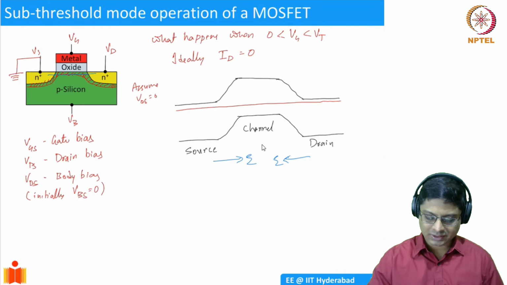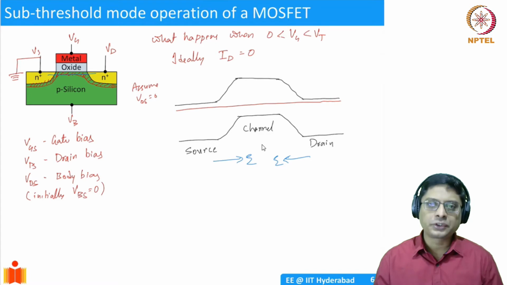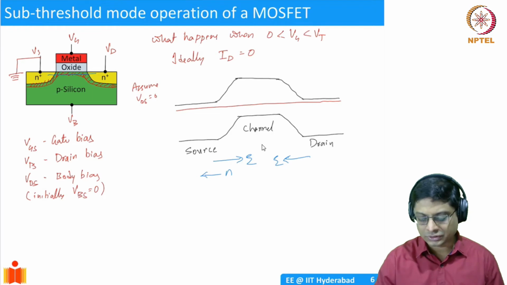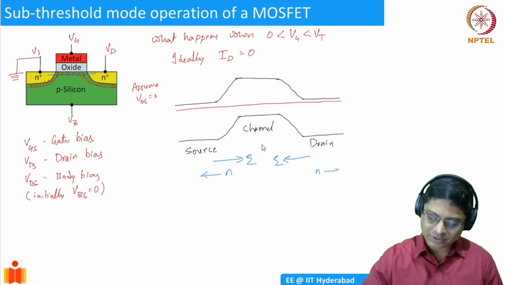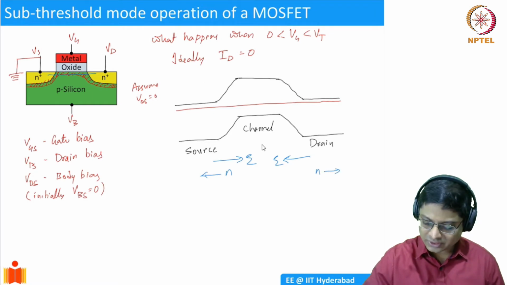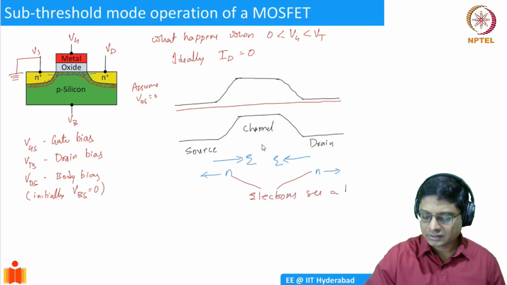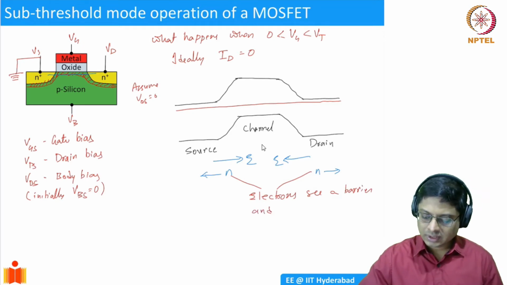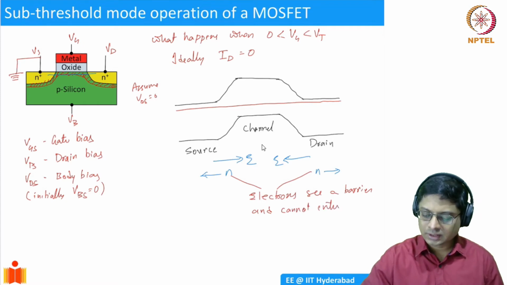At the drain and channel junction, there is a negative slope, so it's the opposite direction. So how will the electrons move? In this case, electrons will move back. They cannot cross; electrons see a barrier. Similarly here, electrons will tend to go in this direction. So basically, what happens in this structure is that electrons see a barrier, and therefore cannot enter the channel.